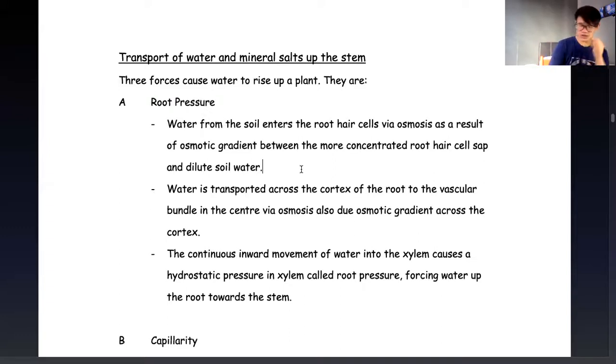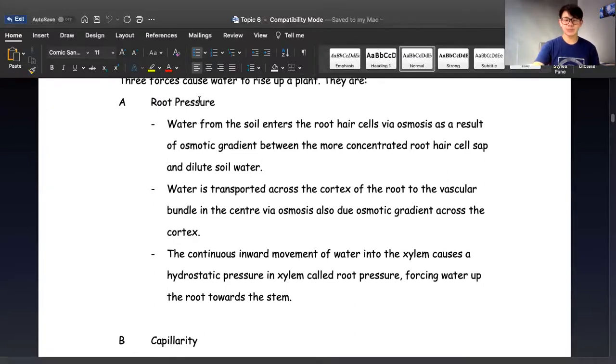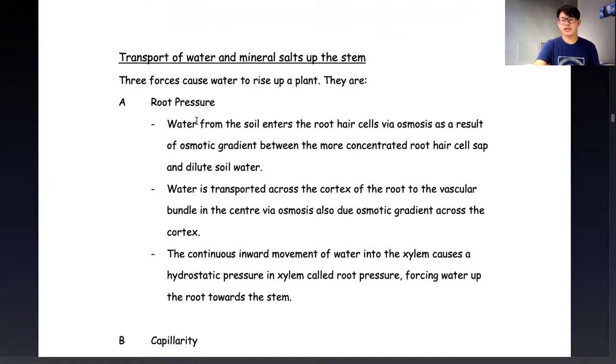This root pressure is actually quite interesting because it links to what I have just explained. If you can see here, water from the soil enters the root hair cells via osmosis. So we know this, I've just explained to you. For water from the soil, how do they get in? It's by the process of osmosis, as a result of the osmotic gradient between the more concentrated root hair cell sap and the dilute soil water. So it simply means it's via osmosis because of the difference in water potential.